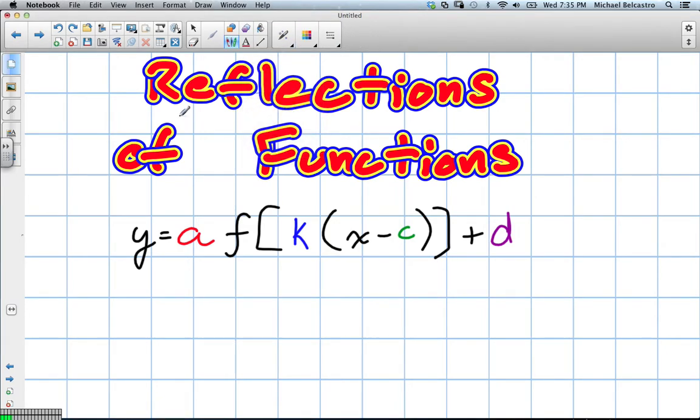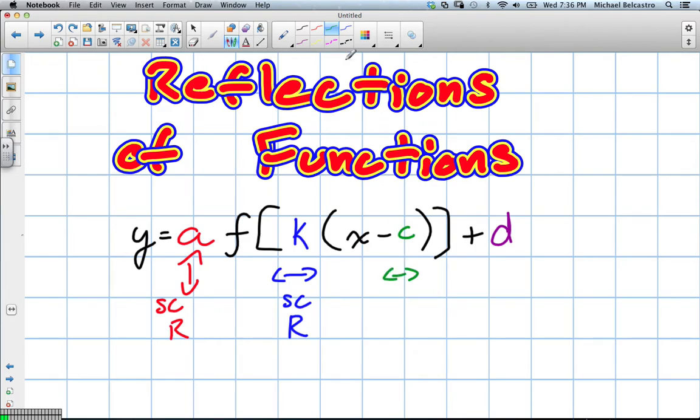We're going to do a quick lesson on reflections of functions, which is usually part of transformations. So these are our values that transform functions. We know A deals with vertical stretches, compressions, and reflections. That's very important. K deals with horizontal stretches, compressions, and reflections. C just deals with moving things left and right, and D deals with moving things up and down.